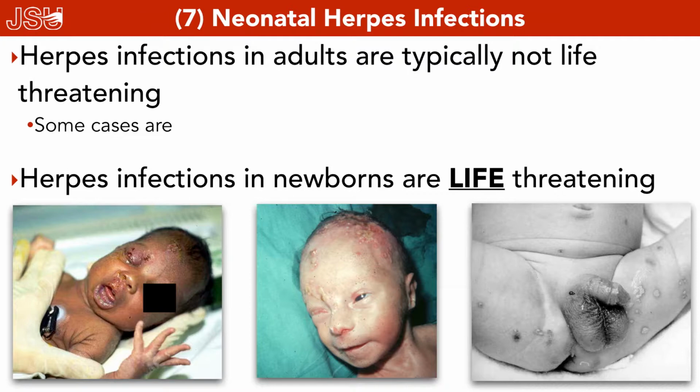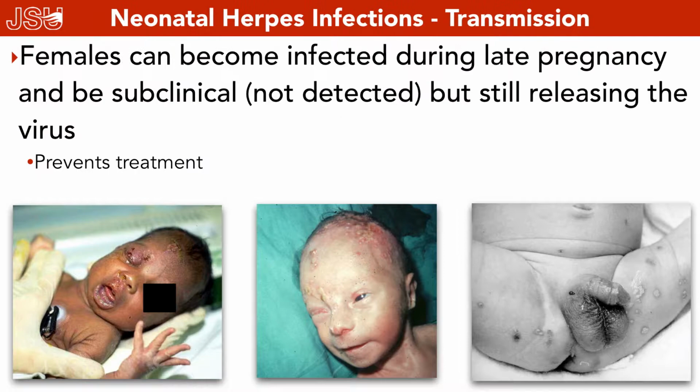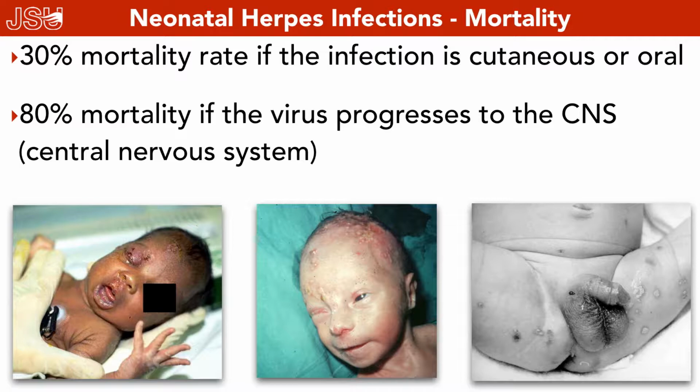Is this bad, or is it just going to pass? It can cause death in many cases, depending on how far it gets. If it gets to the central nervous system and onward, it can cause a significant death rate. What's the treatment? Let's say a female has this. What are the options? C-section or what else? Antivirals right before birth, and hope that those will keep the infection tamped down and not come out and cause open lesions.